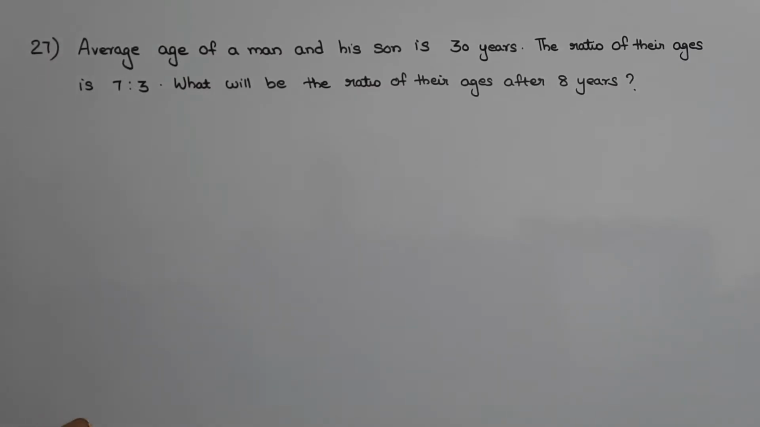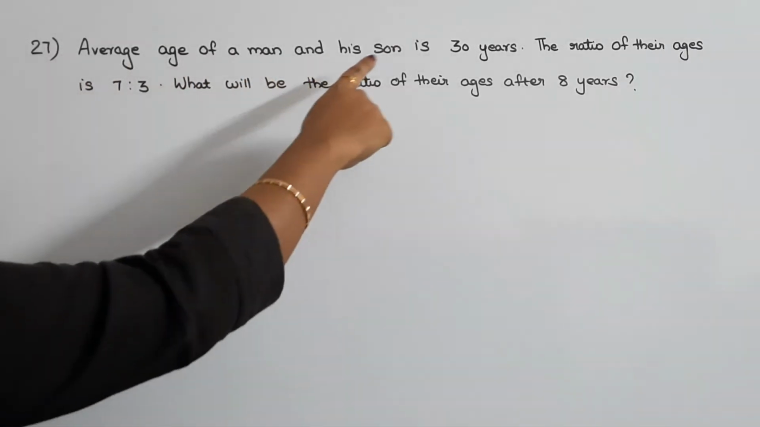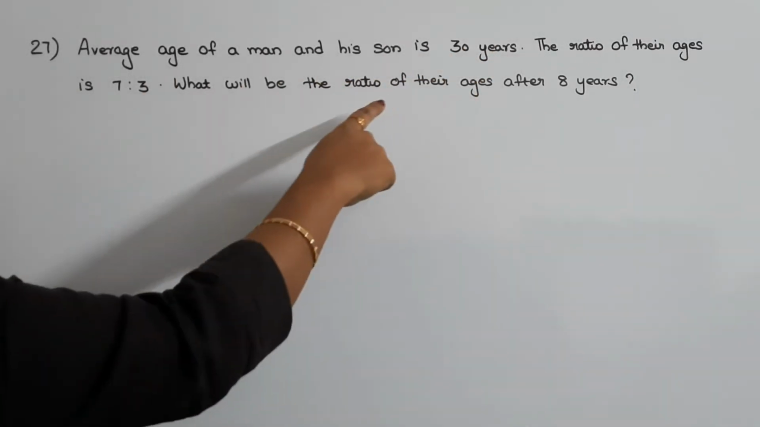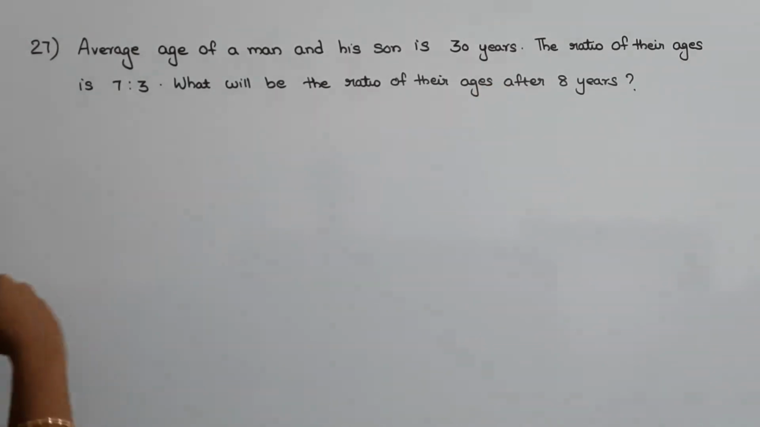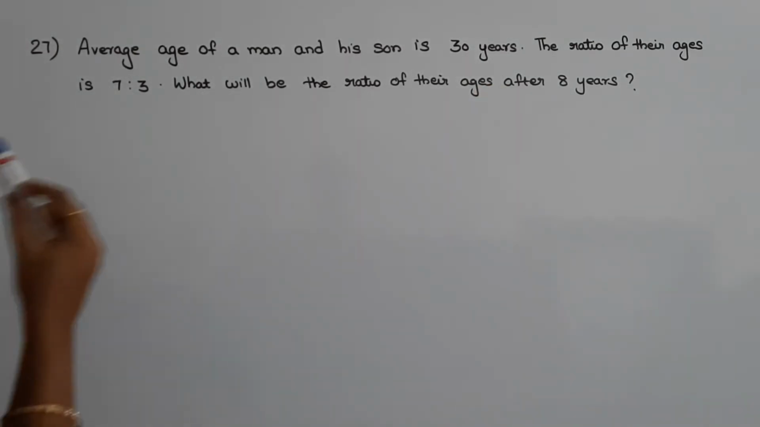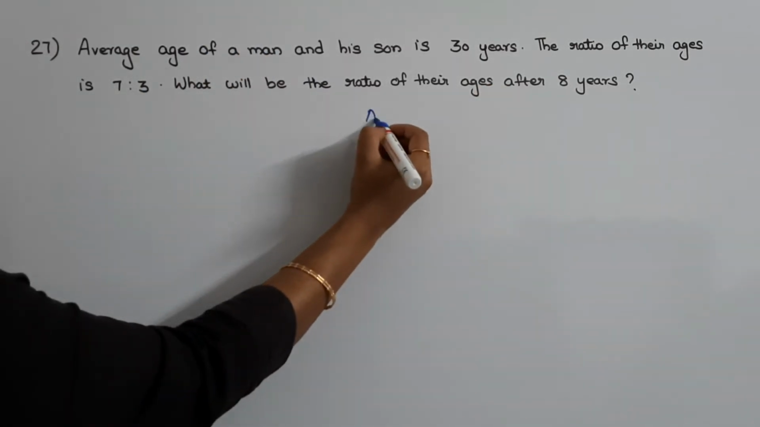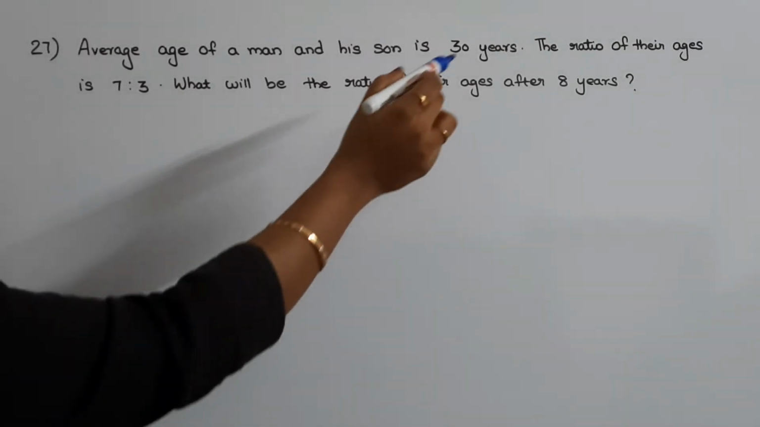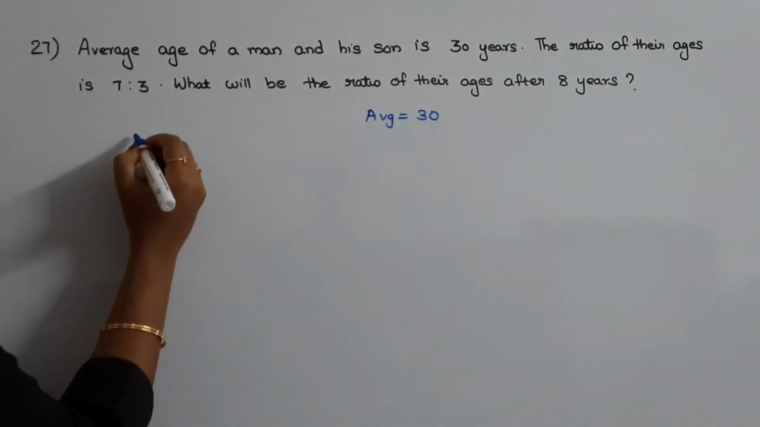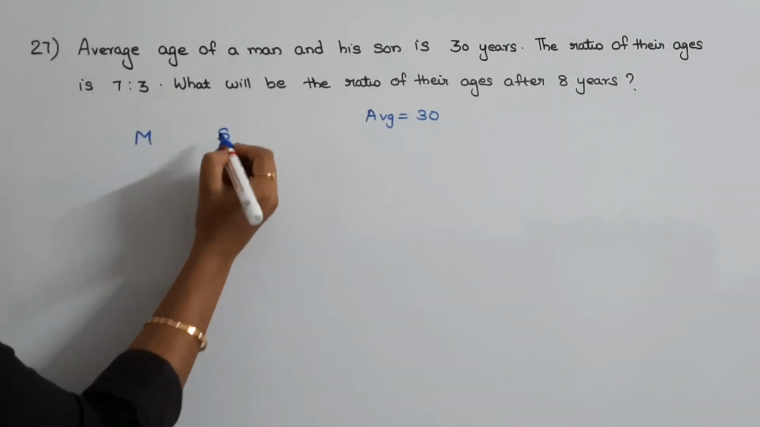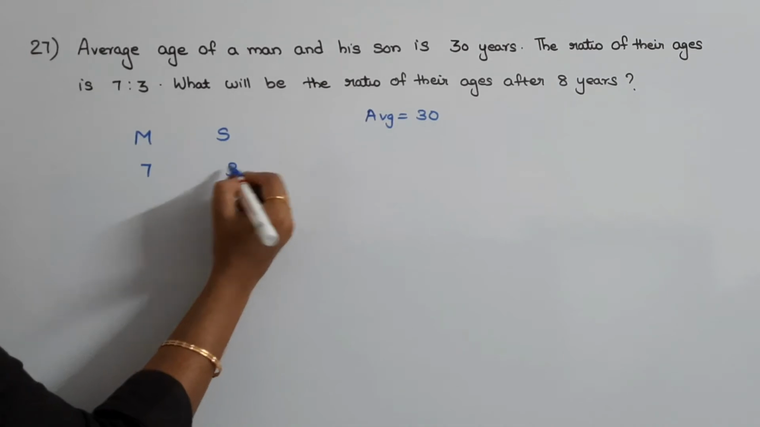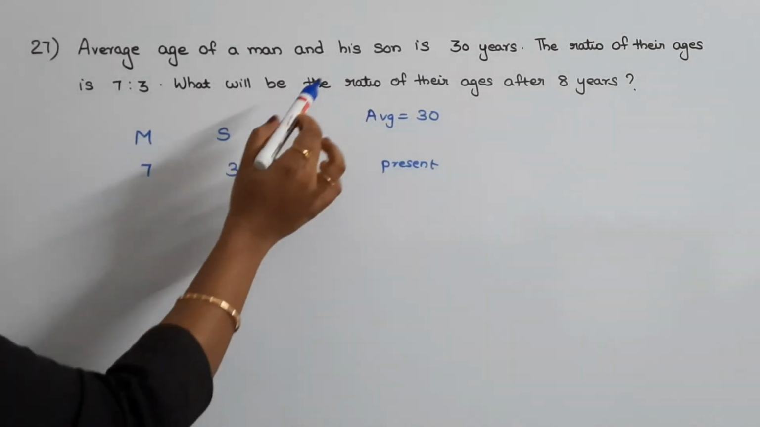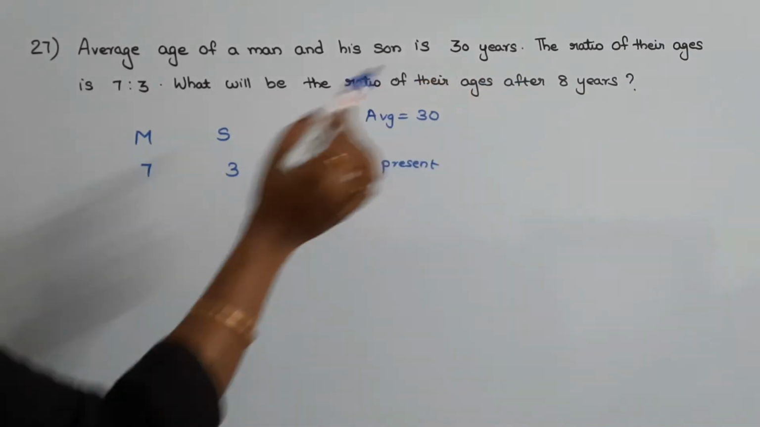The next question is, average age of a man and his son is 30 years. The ratio of their ages is 7:3. What will be the ratio of their ages after 8 years? So in this question, they have given the average age of a man and a son as 30 years. Then they have given the ratios of their ages as 7:3. The ratio of the ages of man and son at present is given as 7:3. We need to find out the ratio of their ages after 8 years.